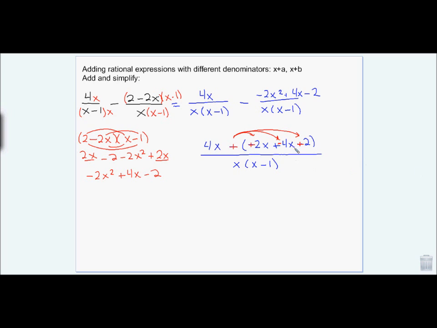Now I have, oops, that's supposed to have 2. Now I'll have 2x squared. I have 4x minus 4x, so that goes away, plus 2 over x times x minus 1. If I factor my numerator, I get 2 times x squared plus 1 over x times x minus 1. And again, nothing here will cancel, so that is my final answer.